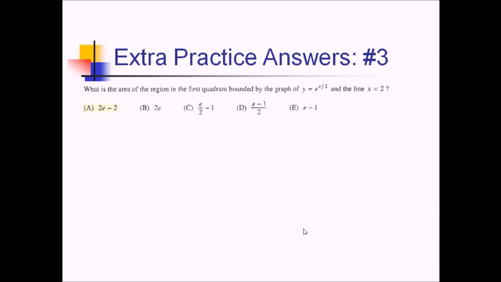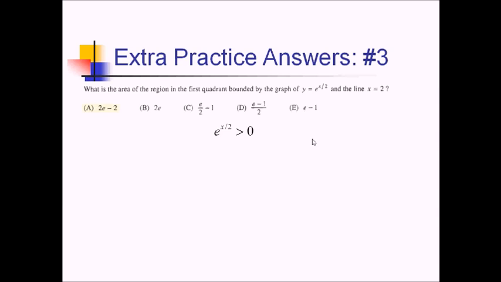For this no calculator problem, we wanted the area of the region in the first quadrant bounded by e to the x over 2 and x equals 2. The first thing to note is that e to the x over 2, an exponential function, is positive everywhere, including from 0 to 2. Because it is positive, when we set up our integral as top function minus bottom function, this is the top function, because the only other function here is basically the x-axis.